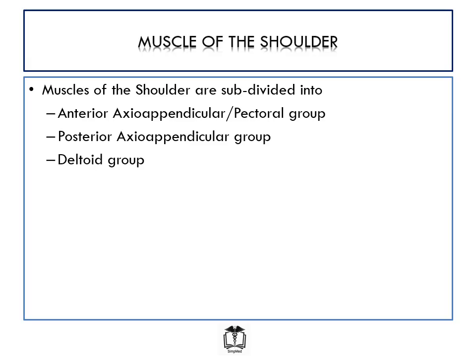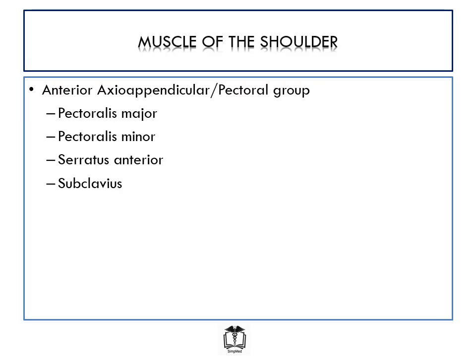There are three major groups of muscles found in the shoulder region. These include the anterior axioappendicular group of muscles, also called the pectoral muscles, the posterior axioappendicular group of muscles, and then finally we have the deltoid group of muscles. For the anterior axioappendicular or pectoral group of muscles, we have four major muscles found there. This includes the pectoralis major muscle, pectoralis minor muscle, the serratus anterior muscle, and the subclavius muscle.